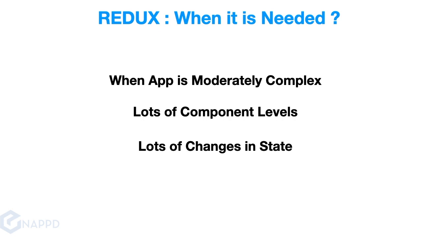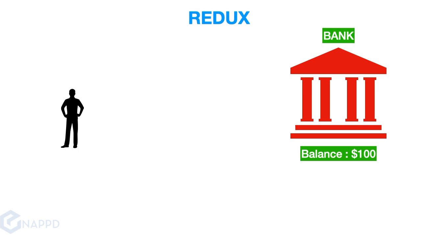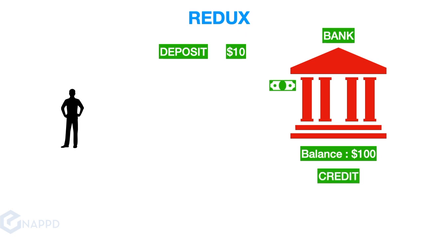Now let's take a simple analogy of a bank and a user. You go to your bank and suppose you have a balance of $100. Now let's say you want to deposit some more money in the bank. So the deposit is kind of action you want to take. You deposit like $10 in the bank. This procedure is called credit in bank terms, because you have been credited with $10. Now your balance should be updated to $110.